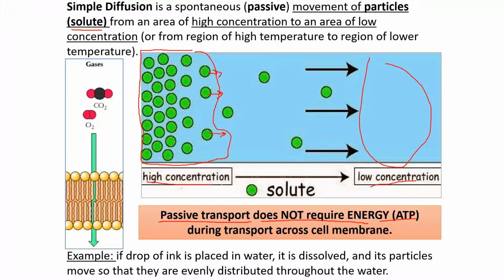And in here we have an example, a drop of ink. If this is green, all particles in here, this is a drop of ink. When we place ink in the water, it dissolves and will be evenly distributed along this whole area. The particles move from an area of high concentration to an area of low concentration.